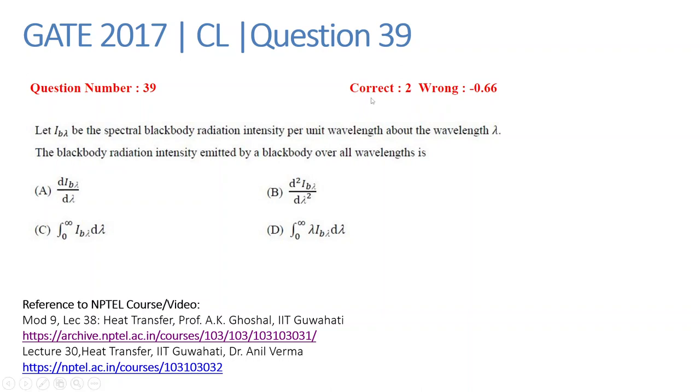This is question. Now let's look at the next question, that is question 39 from GATE 2017 chemical engineering paper. This is a fairly straightforward question in which we have been asked: let I_B lambda be the spectral black body radiation intensity per unit wavelength about the wavelength lambda, the black body radiation intensity emitted by the black body over all wavelengths is. So let's just solve this question over here only.